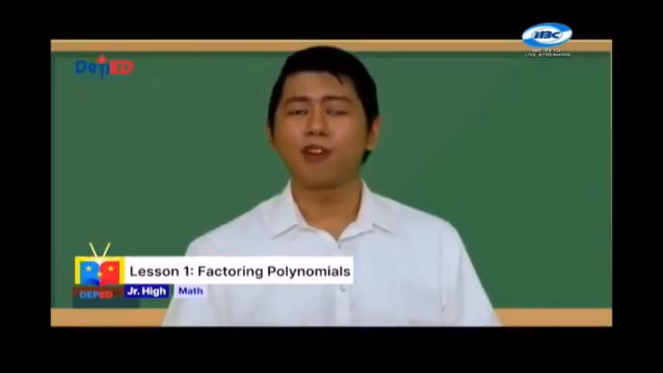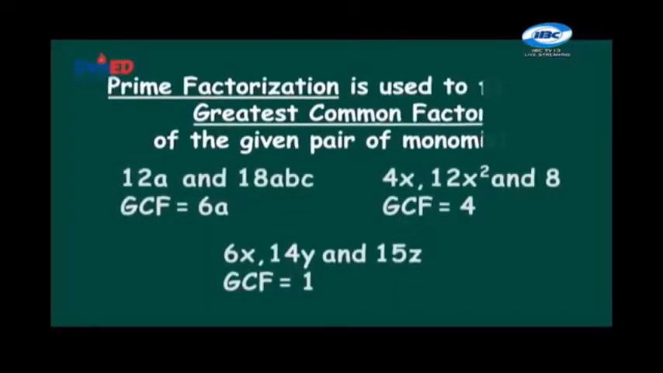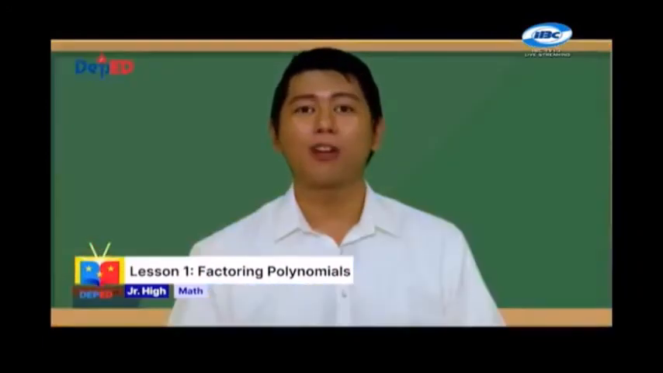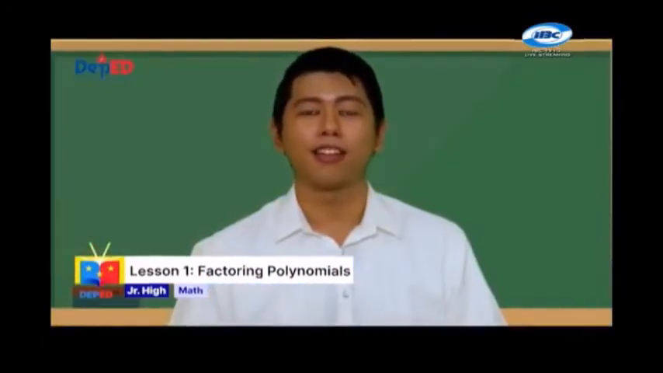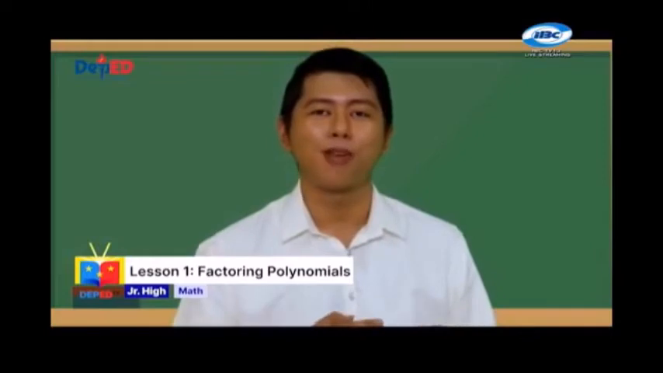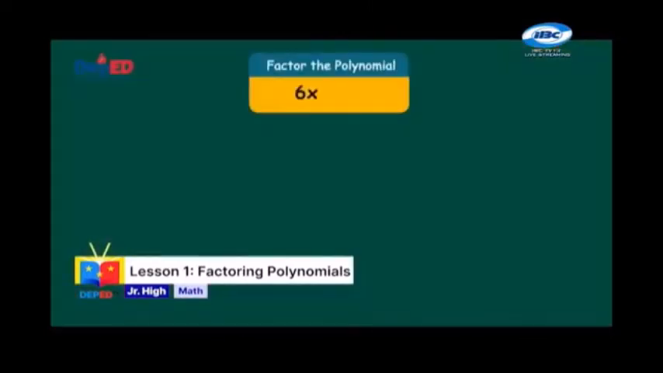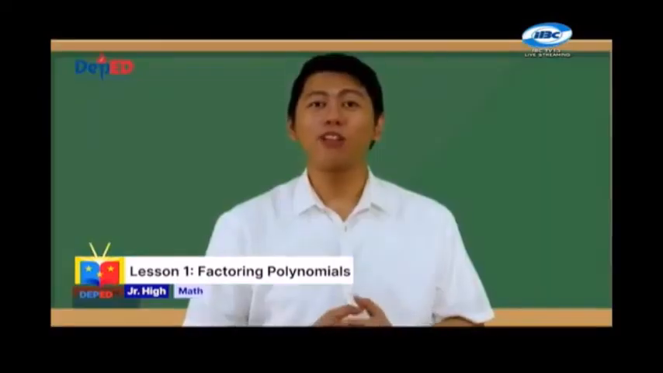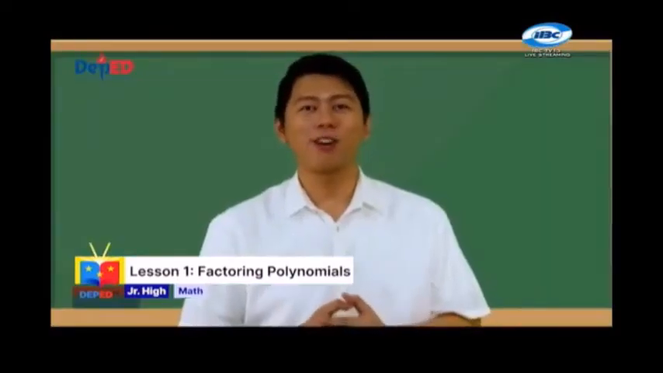Notice that in the previous examples, prime factorization is used to find the greatest common factor of the given pair of monomials. The next examples illustrate how to factor polynomials by getting the greatest common monomial factor. Let us write the expression 6x plus 3x squared in factored form. We can factor this polynomial by getting the greatest common factor of each term. And I will introduce a new method to acquire the common factors.